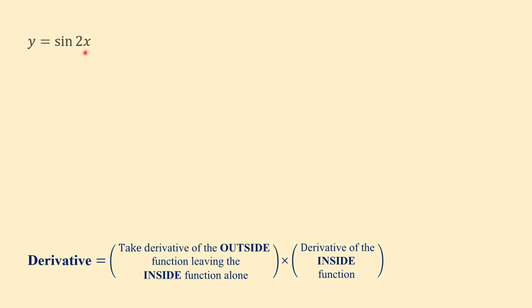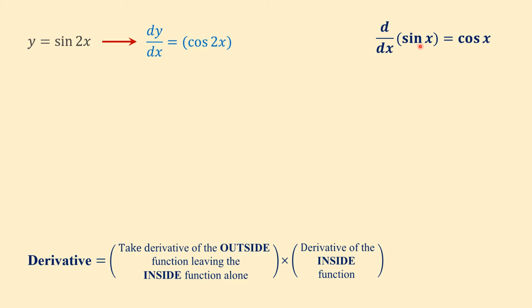For example, suppose we want to find the derivative of the function y equals sine of 2x. In this example, sine is the outside function and 2x is the inside function. Remember that derivative of sine is cosine. Derivative of sine of x equals cosine of x. To find the derivative of sine of 2x, first we take the derivative of the outside function. The outside function is sine, and the derivative of sine is cosine.